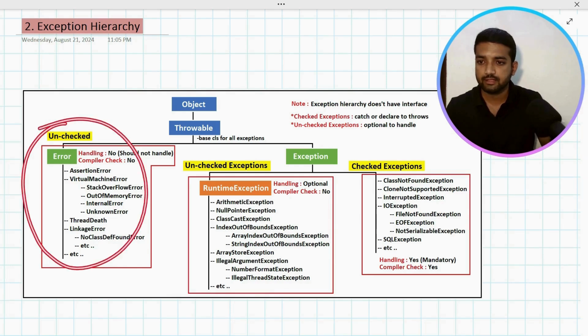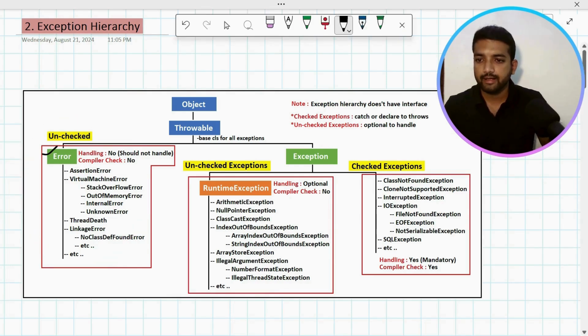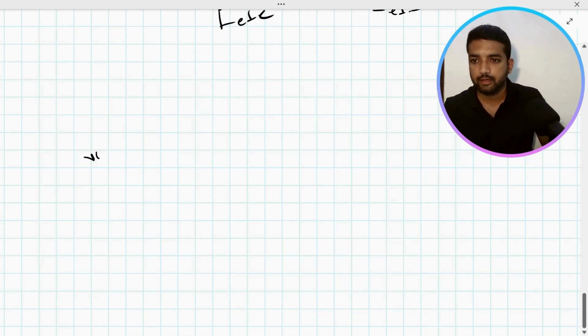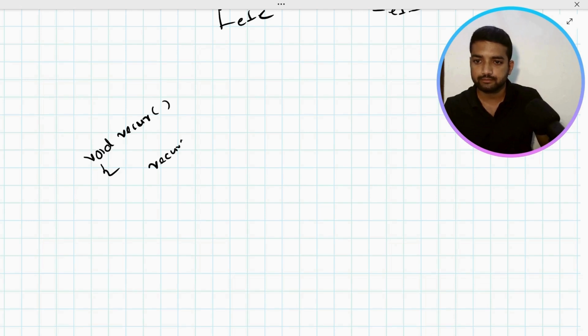Now let's understand the subclass category Error. See, we don't handle errors. Why don't we handle errors? Let's understand. Here I'm writing a method. Its name is recursiveMethod. I'm calling recursiveMethod within the same method. This is a recursive call, right? Here we did not mention any exit logic for when it has to exit this recursion. So that is why it will be called recursively.